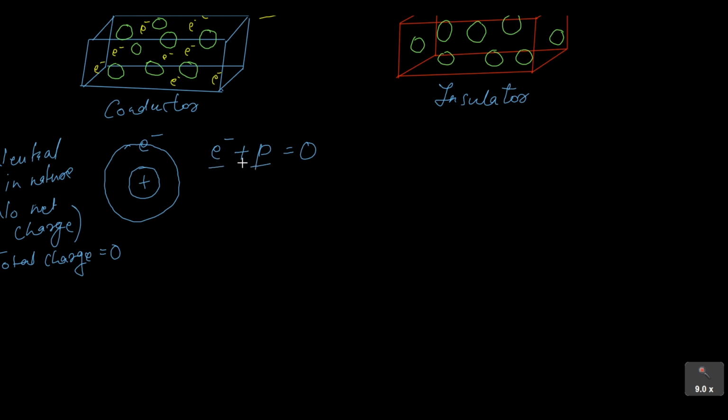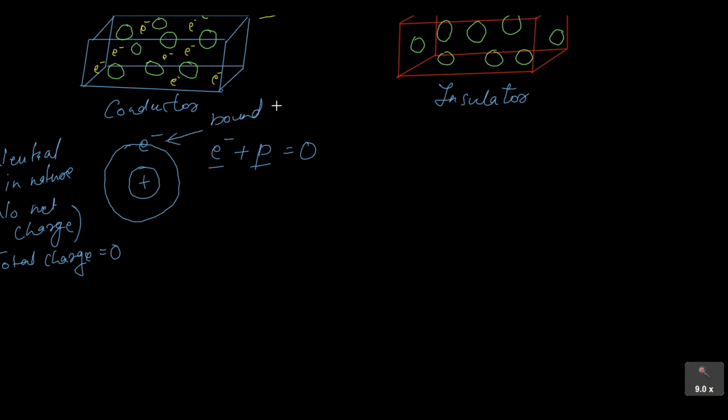One is negative and the other one is positive. So that makes the overall charge of this atom zero. Most of the atoms, almost all the atoms in the universe, are neutral in nature. But these types of electrons are called bound electrons.